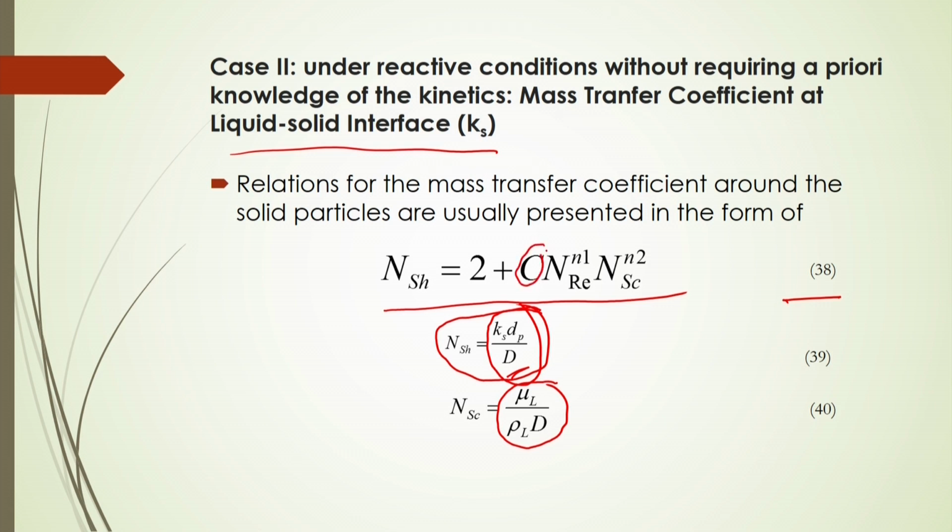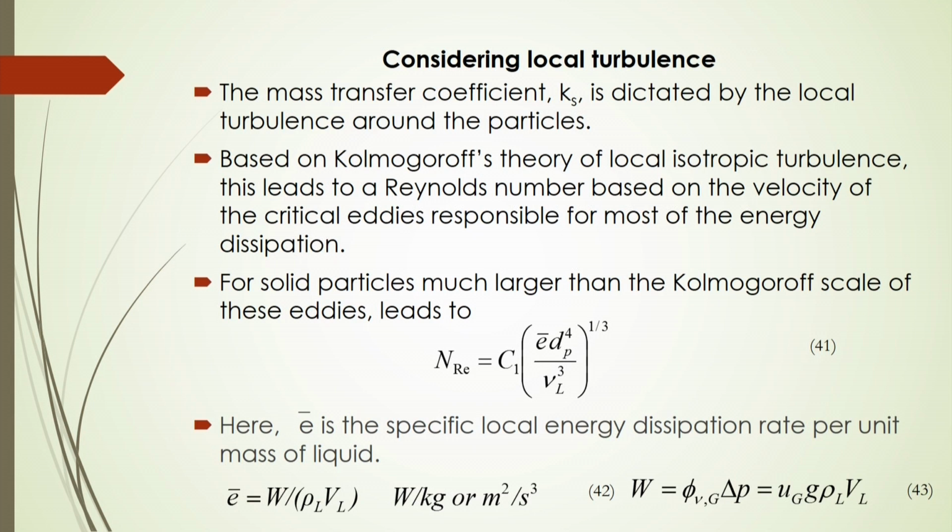This C, n1 and n2 are constants that can be obtained from experimental data. You can do one experiment, find the different results with different variables, and fit this equation with your experimental data to find the coefficients C, n1 and n2. And if you are considering the local turbulence inside the bed, then the mass transfer coefficient at this liquid-solid surface will of course be affected by this turbulence.